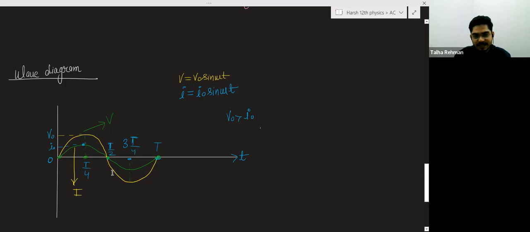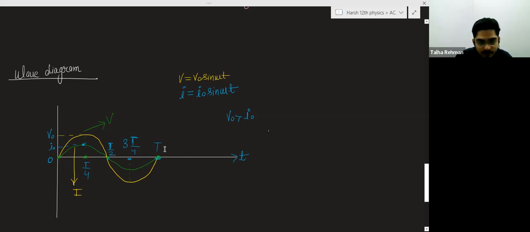So you will draw the sine curve for the voltage. This yellow curve is representing the voltage curve, and this green curve is representing the current curve. Why is this yellow curve upper and this green curve lower? Because the peak value of the voltage is greater than the peak value of the current.